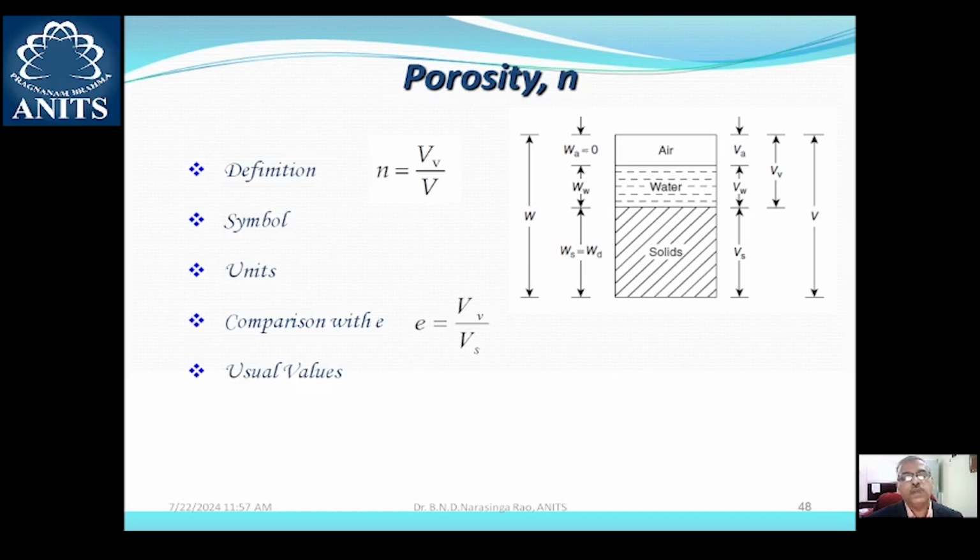So usual values, if you can see, definitely void ratio, porosity cannot be 0, because in any soil there will be certain amount of void space available. Therefore, void ratio, porosity cannot be 0, it is always greater than 0, and the void space cannot be equal to the total volume. So therefore, the applicable range of porosity is greater than 0 and less than 1.